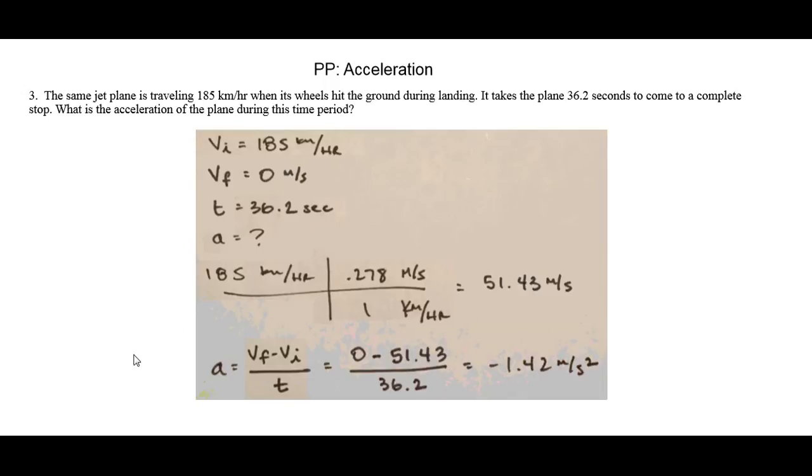The acceleration, vf minus vi over t, we're going to end up with a -1.42 meters per second squared. Again, the reason it's negative is because the plane is slowing down. So you should get a negative number.